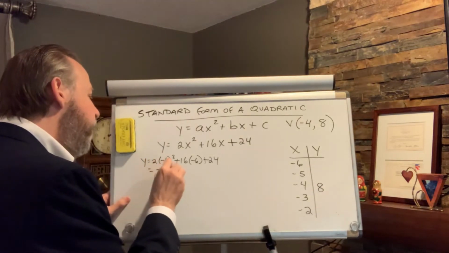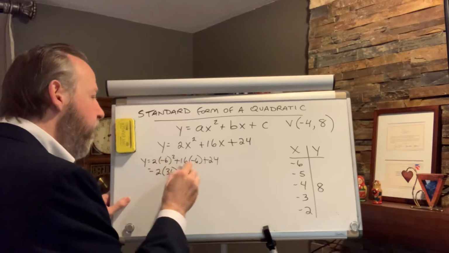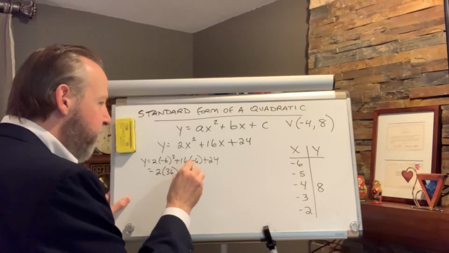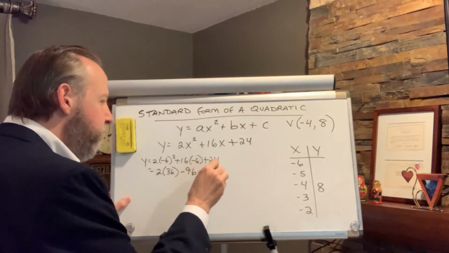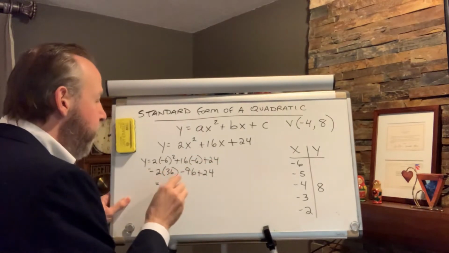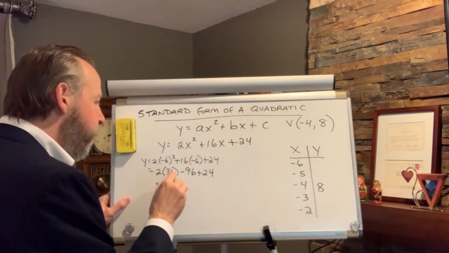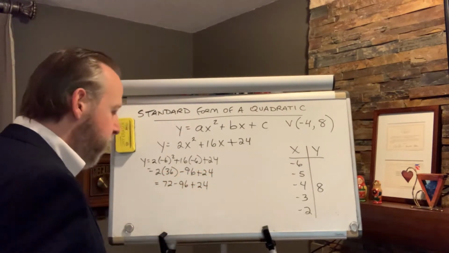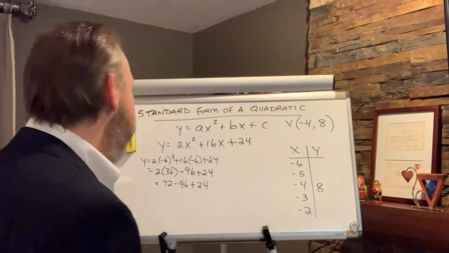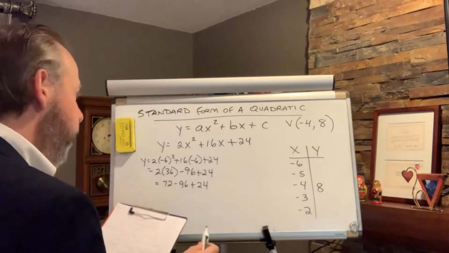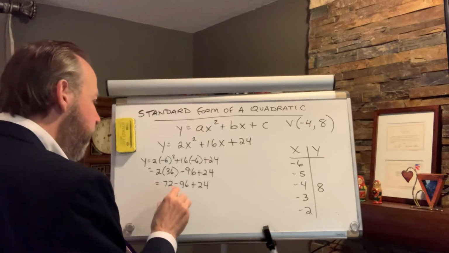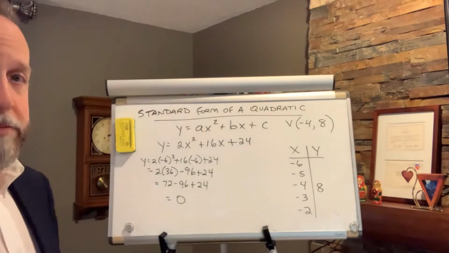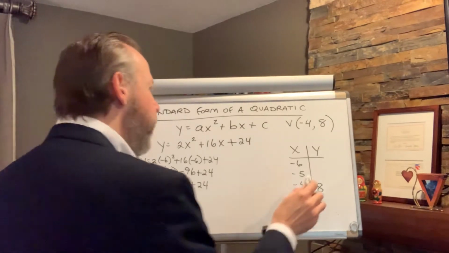But if you did, it's 2 times 36. Positive 16 times negative 6 is negative 96 plus 24. So 2 times 36 is 72 minus 96 plus 24. If you just do that out, you find out you get, anyone? 0. Okay, so negative 6 gets me a 0.